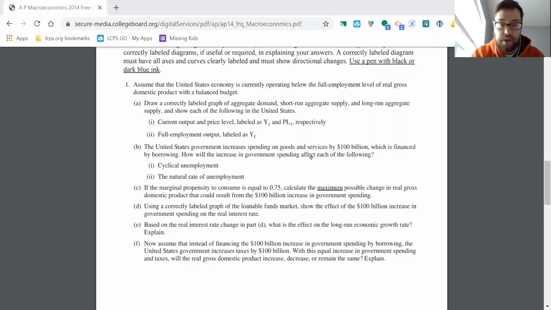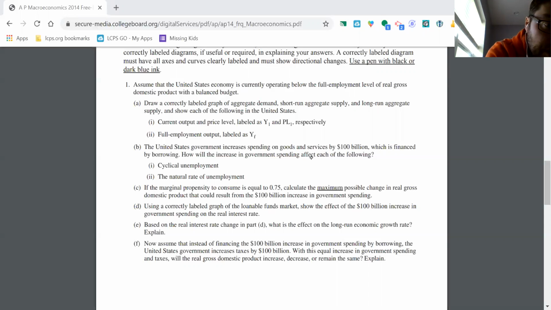So let's sketch out a graph here quick, the AD-AS model for part A. So let's look at part A first. Draw a correctly labeled graph, AD, short run aggregate supply, long run aggregate supply, and show each of the following in the United States. And they want to label the points with these very specific labels here. So let's sketch this out over here. Try and leave myself enough space.